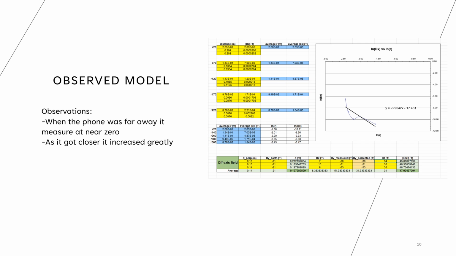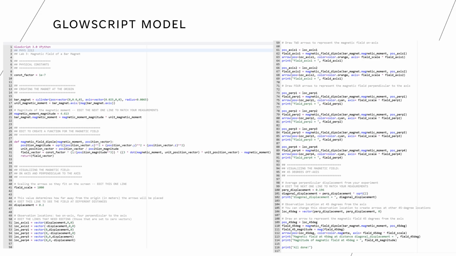I have the calculations for my observed model in this graph here, as well as the specific data points recorded at R20, R70, R120, R170, and R220, which gave us these calculations via the Excel sheet, and then I entered in data so I could get the off-axis field. Some of our observations were that when the phone was far away, it measured near zero, and as it got closer, it increased greatly.